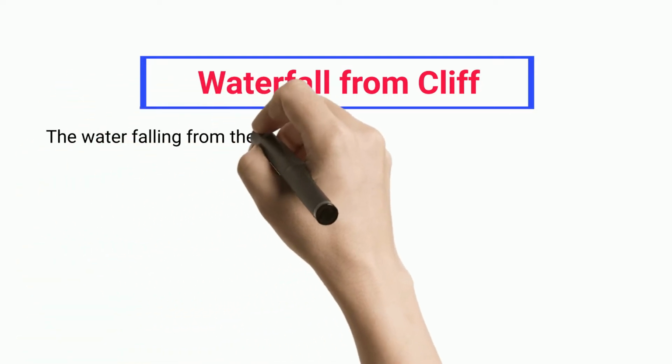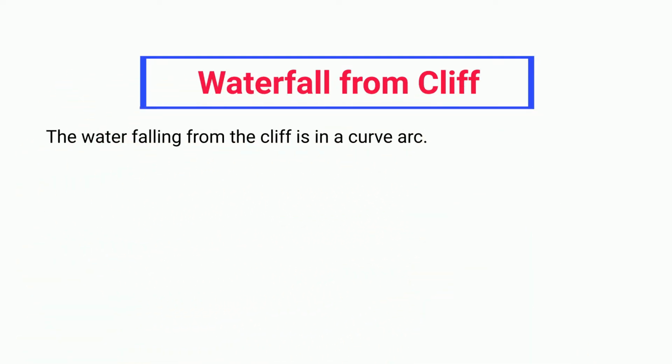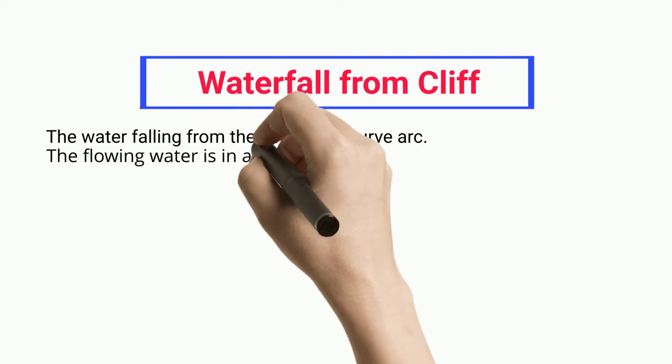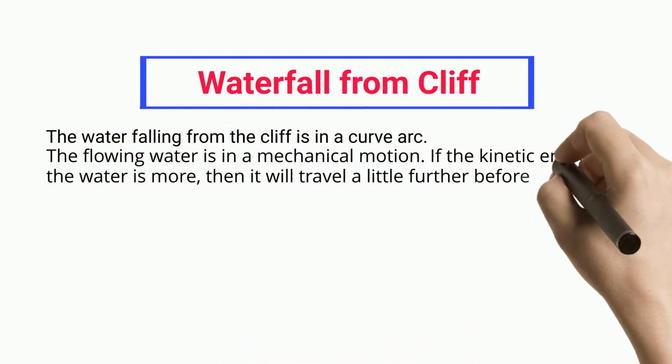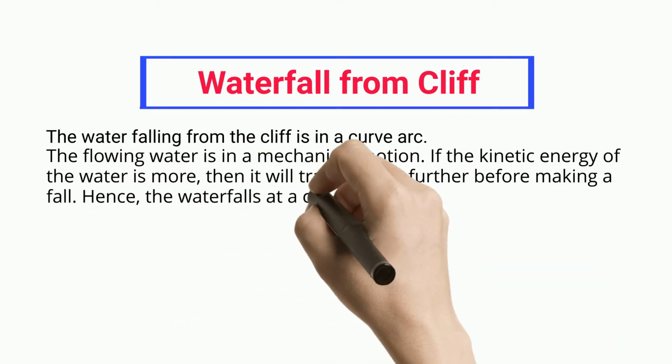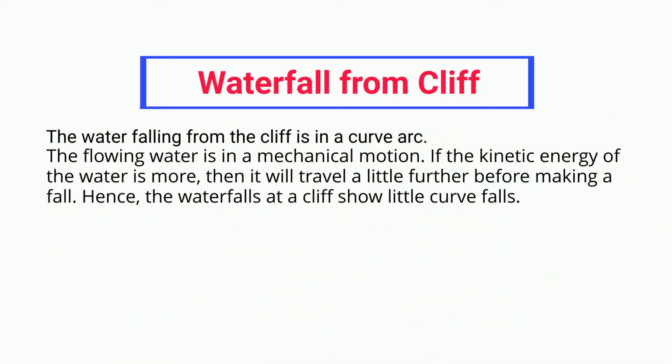Waterfall from cliff. The water falling from the cliff is in a curve arc. The flowing water is in a mechanical motion. If the kinetic energy of the water is more, then it will travel a little further before making a fall. Hence, the waterfalls at a cliff show little curve falls.